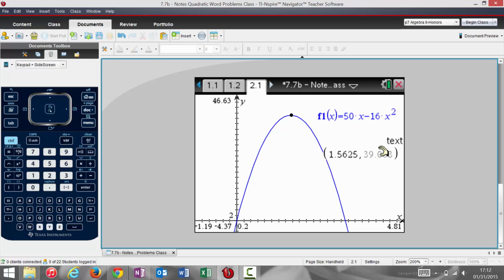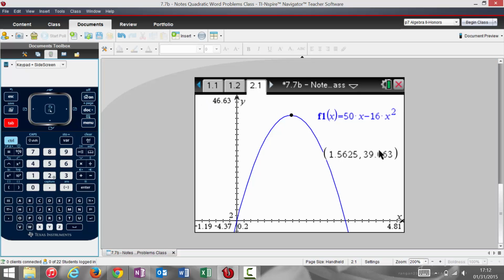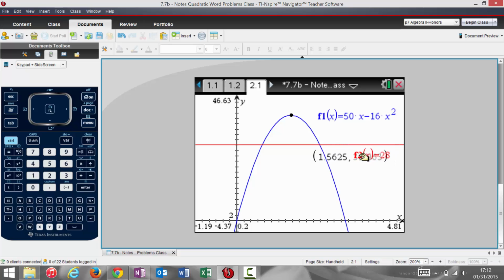I'm going to graph the line y equals 28. So if I press tab and then press 28, hang on, this thing freaks out on me sometimes, 28, and I get a horizontal line here. And I can move this out of the way. This is my text label. You can right click and hide that. So you can see these are the two places I'm looking for.